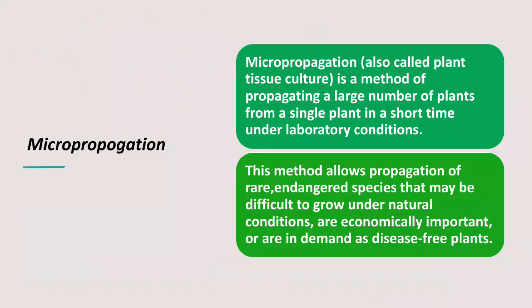Micropropagation. It is also called plant tissue culture. It is a method of propagating a large number of plants from a single plant in a short time under laboratory conditions. This method allows propagation of rare, endangered species that may be difficult to grow under natural conditions. They are economically important or they are in demand as disease-free plants.